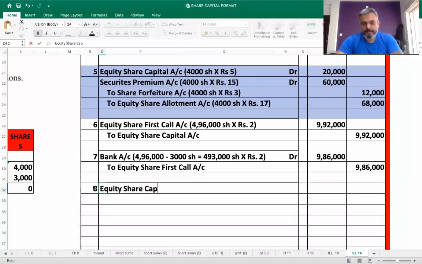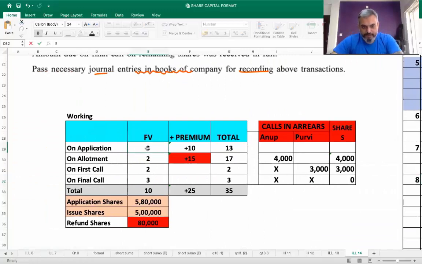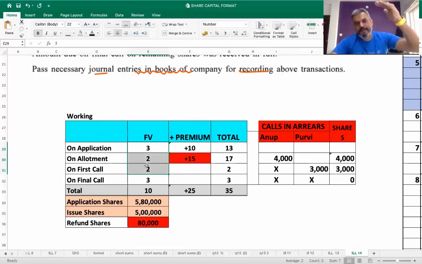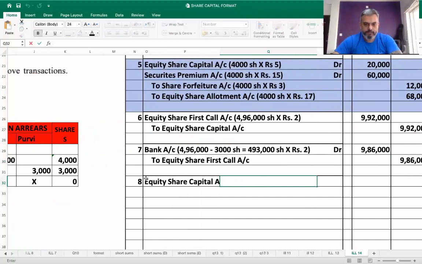Equity share capital account. Now 3,000 shares are forfeited into how much? So we have so far called application, allotment and first call. So we have so far called only rupees 7 towards the face value, or so far we have raised our capital by only rupees 7. So we will cancel rupees 7 now. So into rupees 7, that is called up towards the face value, comes to 21,000.